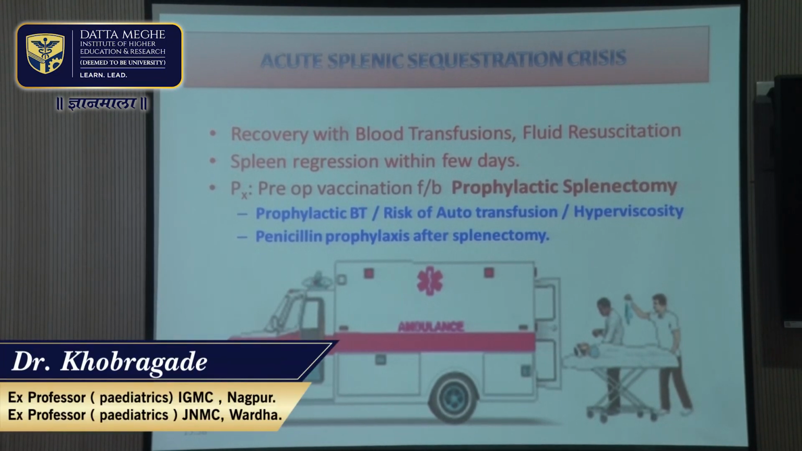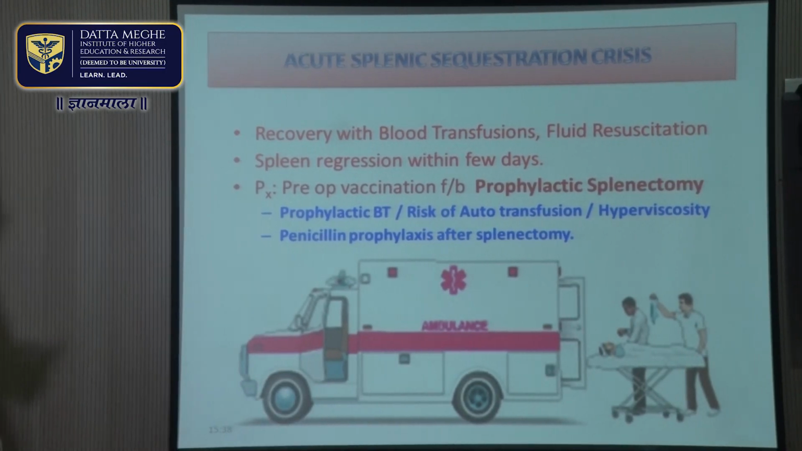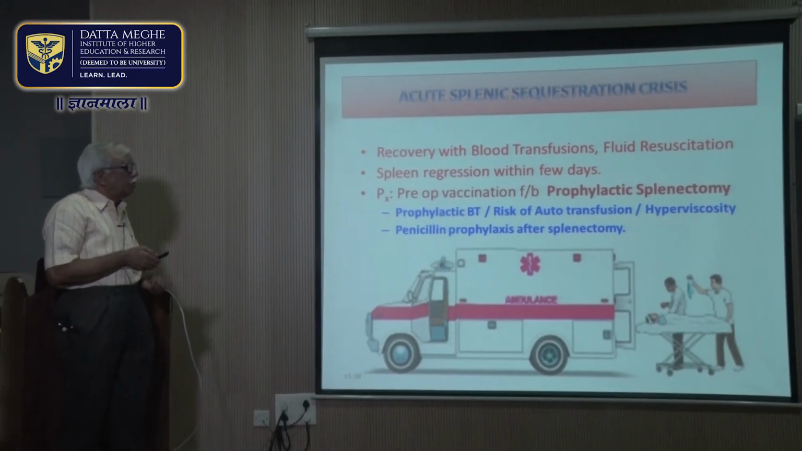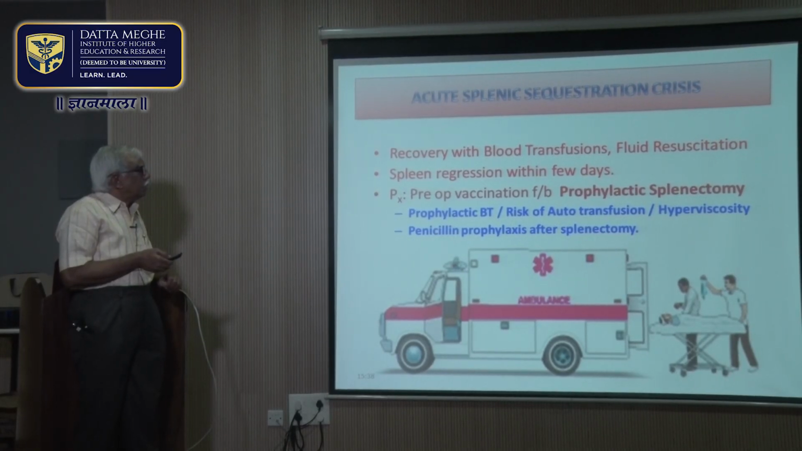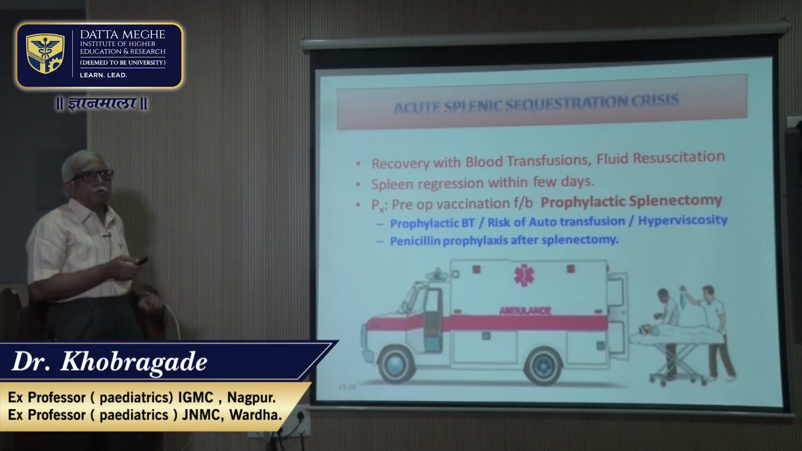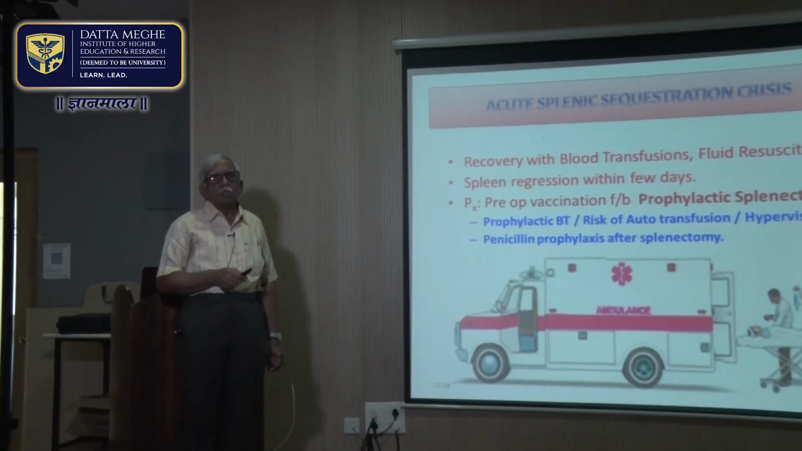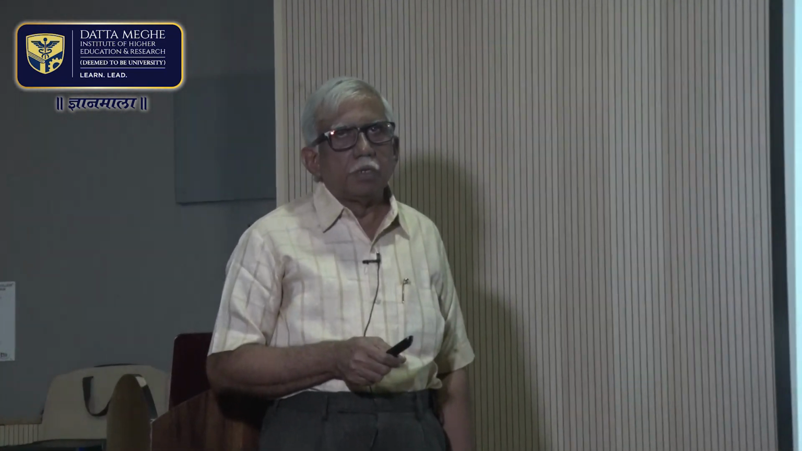Spleen regression occurs within a few days, and for prognosis, pre-operative vaccination is followed by prophylactic splenectomy. Prophylactic blood transfusion, risk of autotransfusion, hyperviscosity, and penicillin prophylaxis after splenectomy. These are certain ways of managing these patients. But what is important is that if a patient develops a sequestration crisis, being a life-threatening illness, these are the patients who should be subjected to splenectomy after being given the vaccination for pneumococcus and other capsulated organisms.